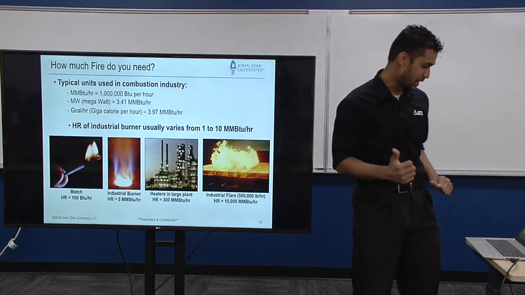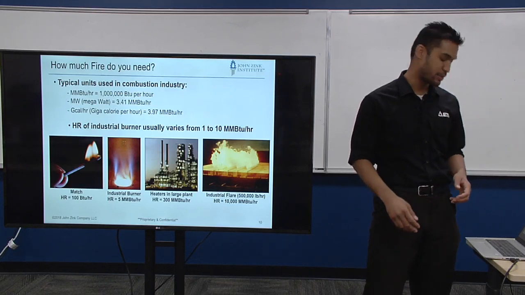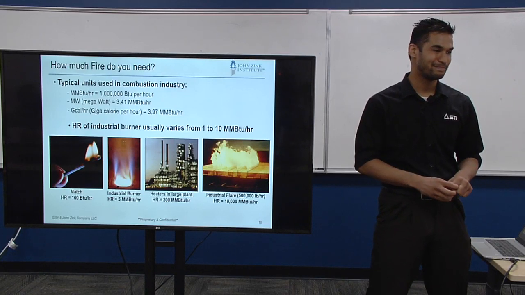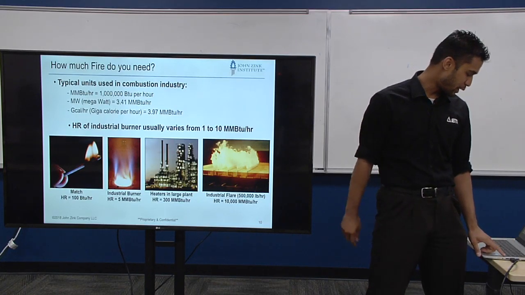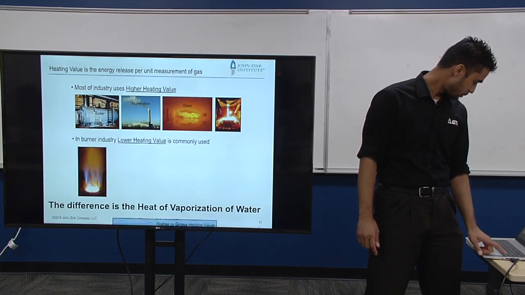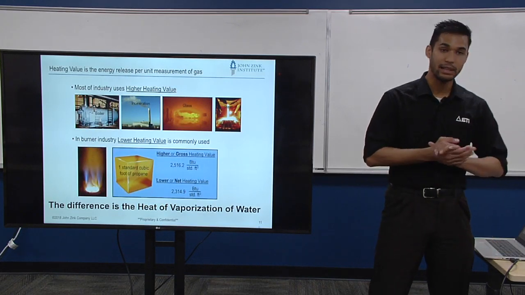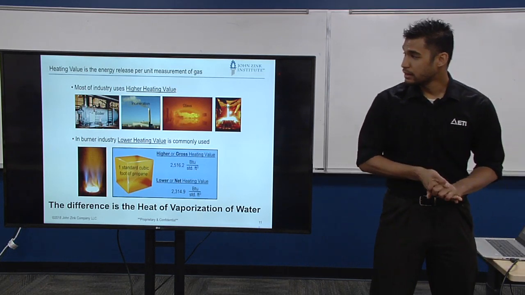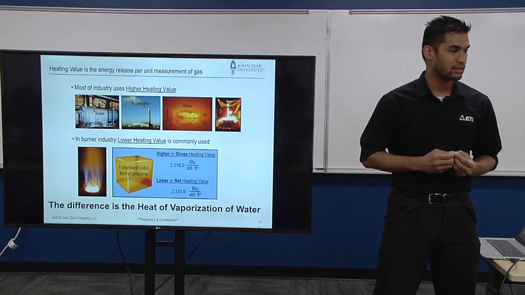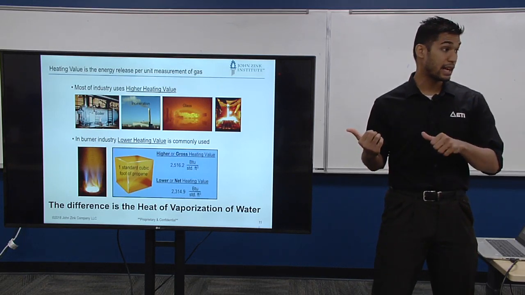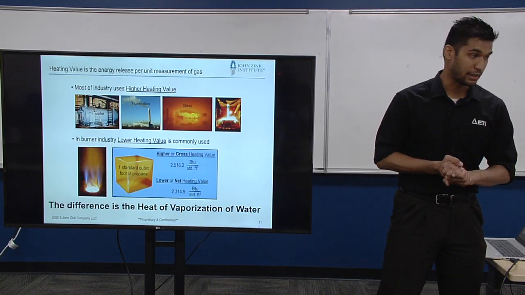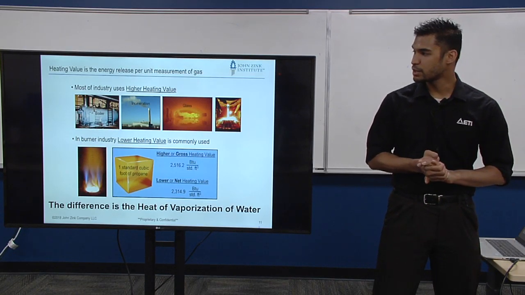And the heat release needs to be handled up to 10,000 million BTUs per hour, which would be 10 billion, right? So that's the lingo we're talking about when we're talking about heat release. Okay, the other thing we talk about is heating value. That is the energy release per unit measurement of gas. In the United States, the unit that I see all the time is BTU per standard cubic foot.